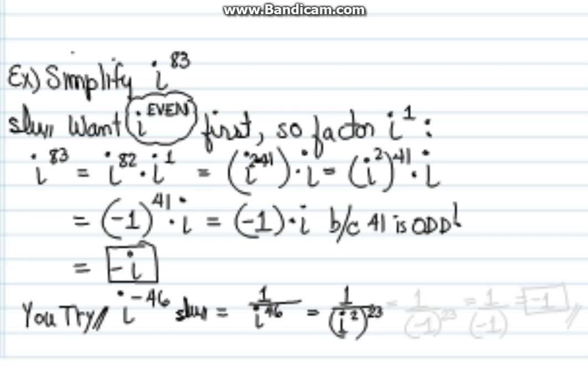And now, in the parentheses, I'm going to replace i squared with negative 1. And don't forget the 23rd power. So now in the denominator, I have a negative base raised to an odd power. What does that mean? Negative base raised to an odd power is a negative answer. So this is negative 1. 1 over negative 1 is negative 1.